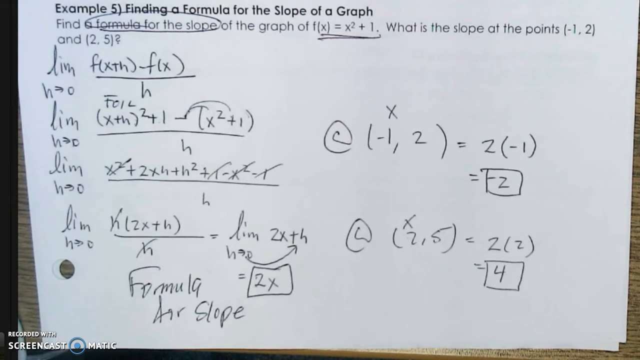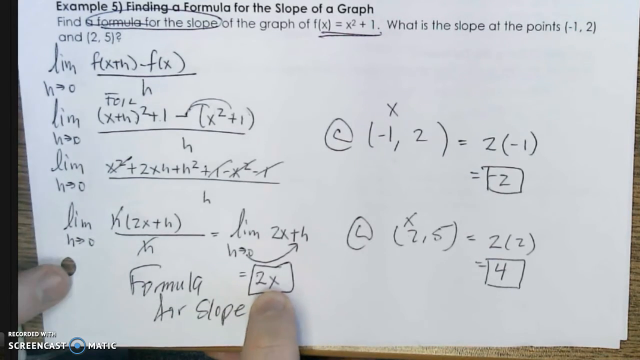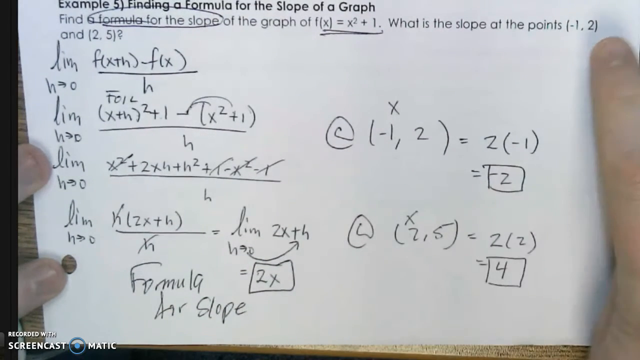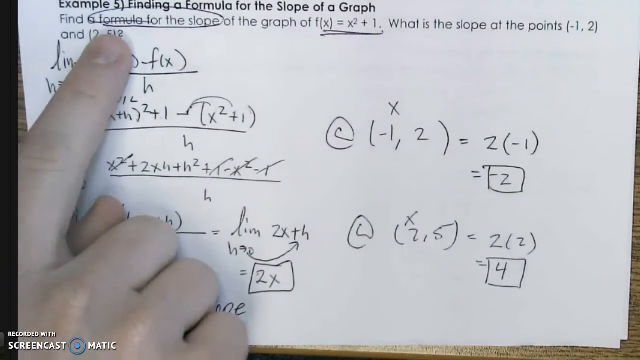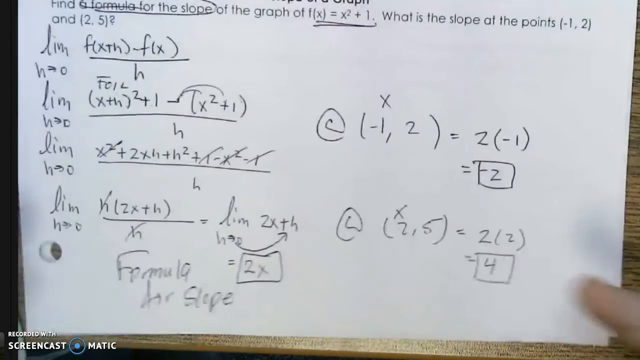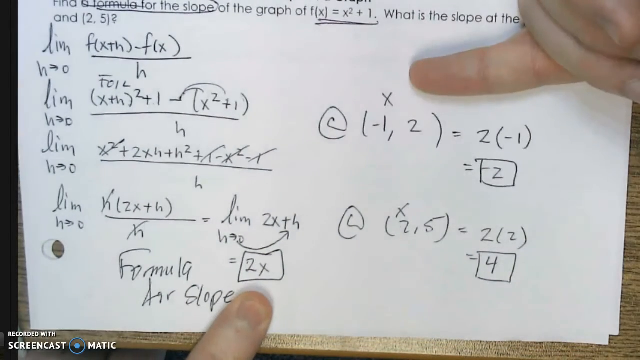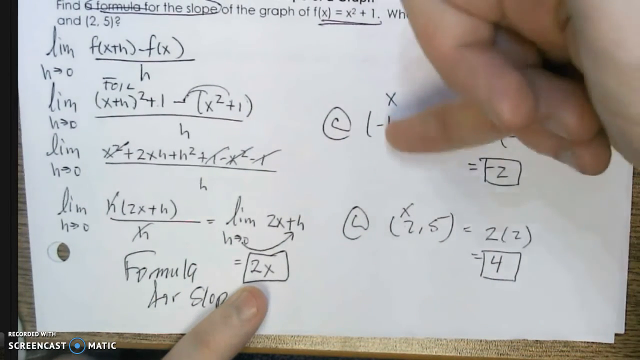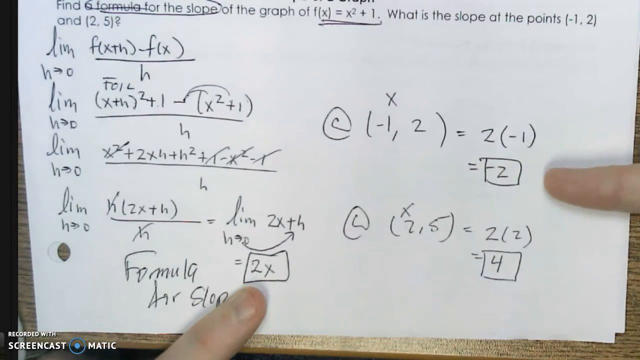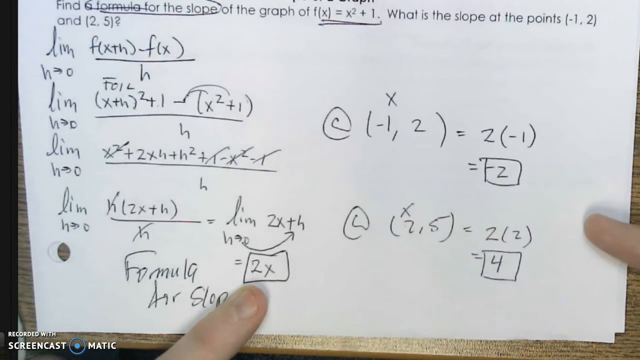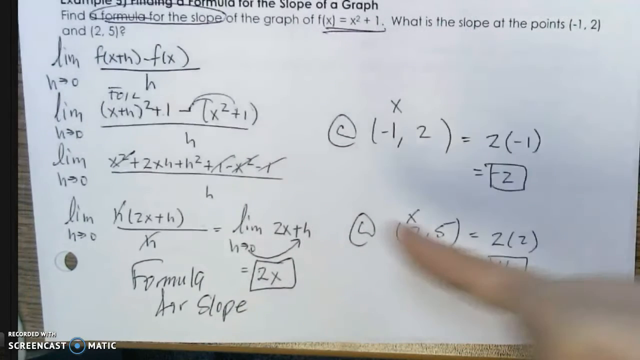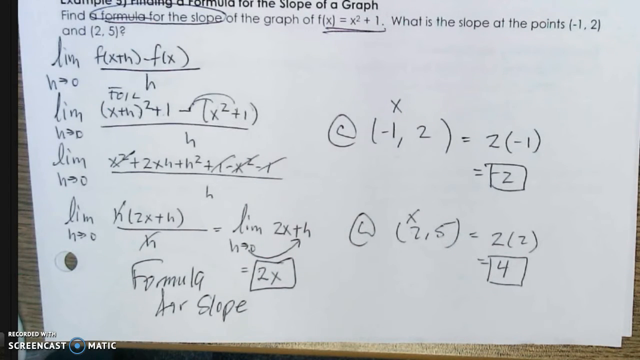Right, so the video cut off at the end. We weren't quite done. So we found the formula for the slope, which is 2x, and then they want to know what is the slope at the point -1, 2 and the point 2, 5. So what you're going to do is take your formula and plug in your x values. So we take 2x, we plug in -1, and we get the slope of -2 at that point. And then we plug in 2 for the x value, and we get 4 for the slope at that point. So that would be the end of example 5.